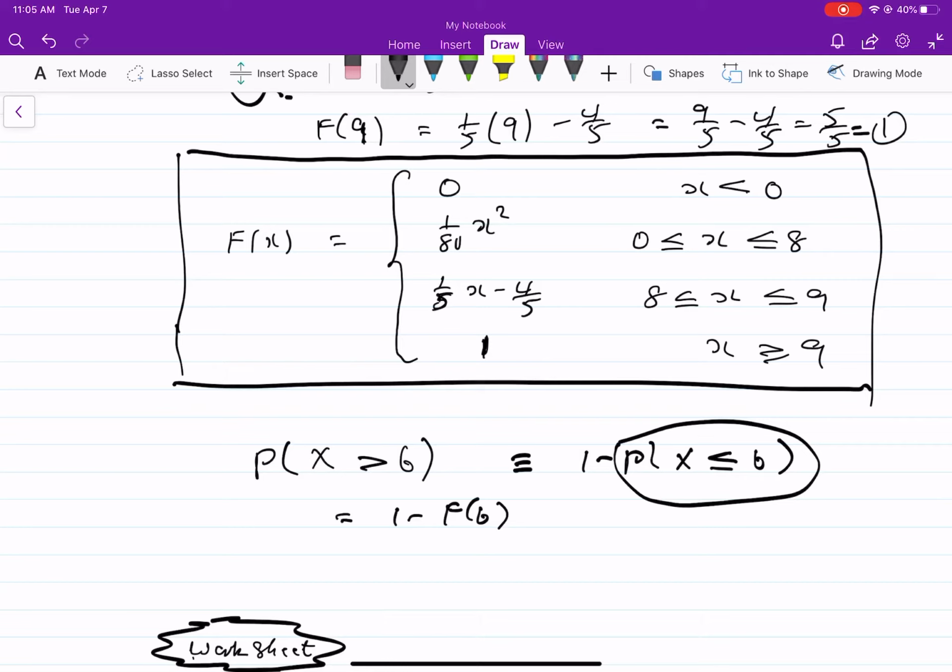And to find big F of 6, you just go into the big F function right there. Which portion exists when x is equal to 6? This first portion right here. Don't try any other part. This other part exists between 8 and 9. This first part exists between 0 and 8. So clearly x equals 6 is in that portion.